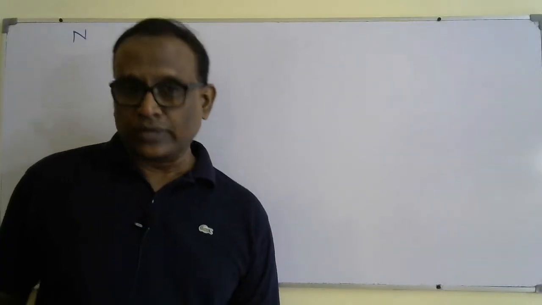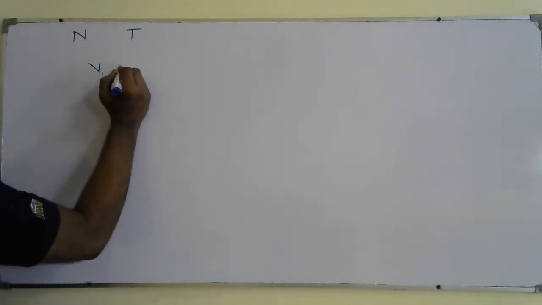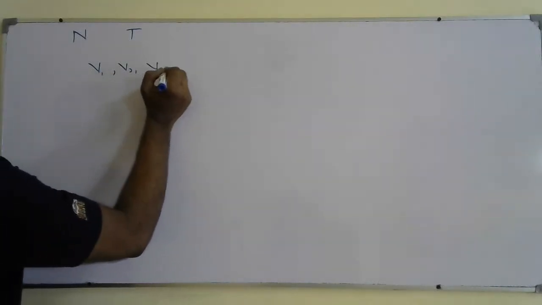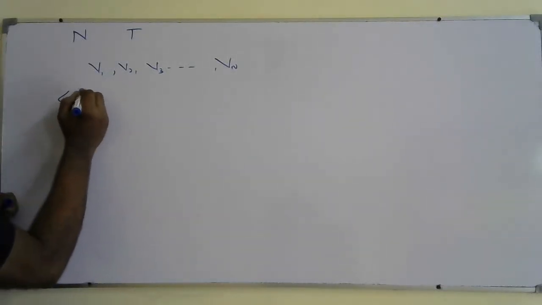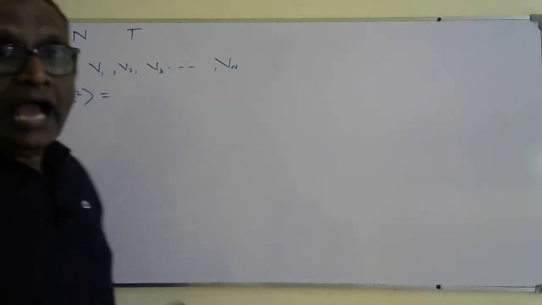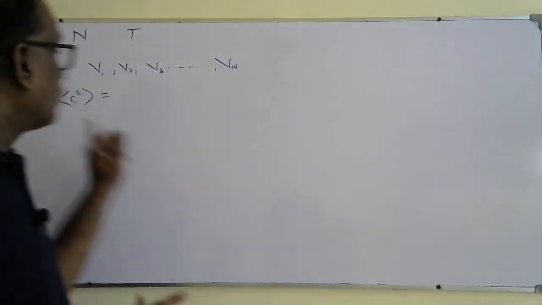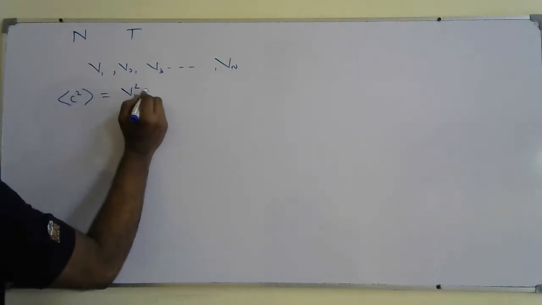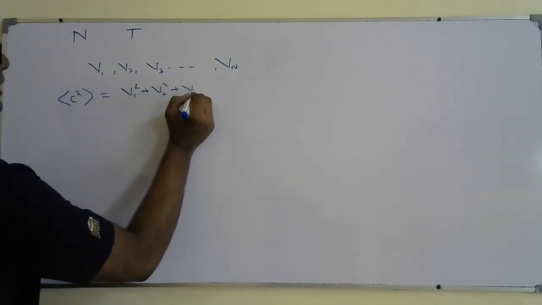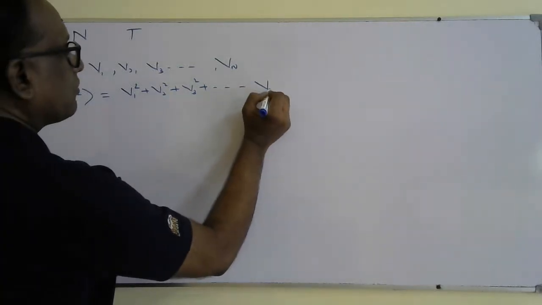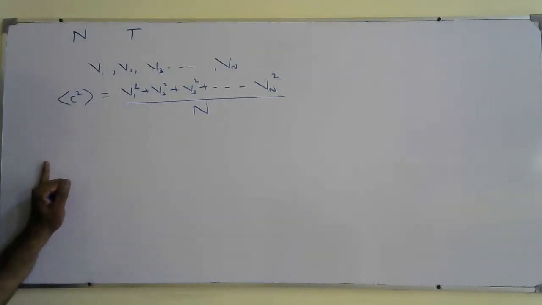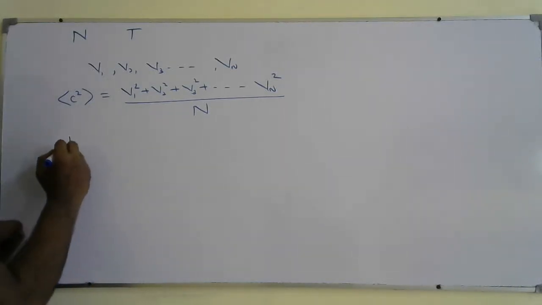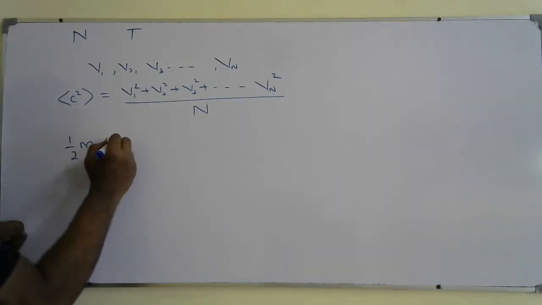So how do we calculate the mean square speed? If there are N gas particles with different speeds v1, v2, v3 up to vN, the mean square speed, this is the notation we use, means the average of the squares. So the mean square speed is given by v1 squared plus v2 squared plus v3 squared plus up to vN squared, divided by N. This is called the mean square speed. So average kinetic energy means half m times the mean square speed.